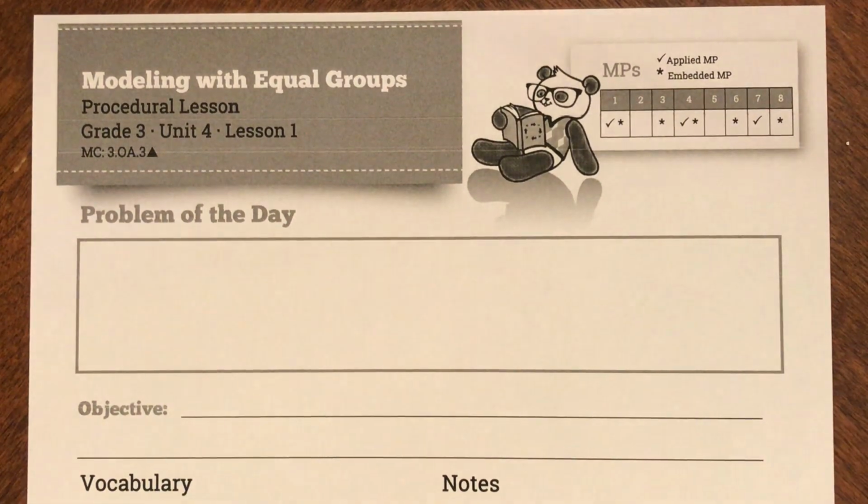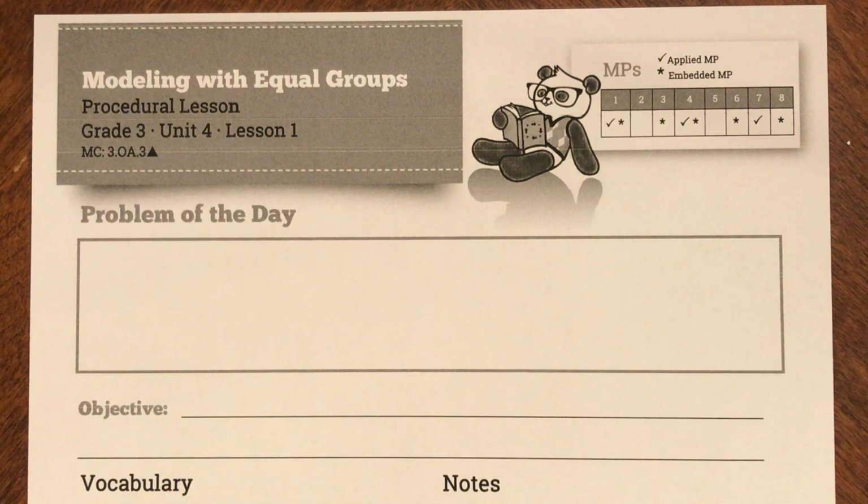Good morning, third graders. Today we're on page 217 and we're starting our new unit, Unit 4. So Unit 4 is more multiplication and division. In Unit 2 you learned about multiplication, and then in our last unit, Unit 3, you learned about division.